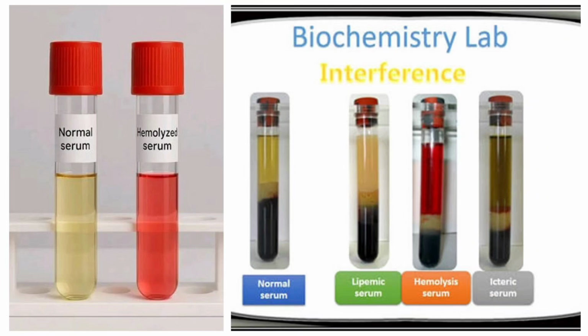Now, if you look at this other one that is well labeled, chemistry lab interference, you're going to see there are 4 tubes here. In these 4 tubes, the first one, the blue one, is normal serum. The green one is lipemic. You can see the picture, the serum is lipemic. The middle one is hemolysis. Then the gray one is high bilirubin. You can see the serum as well.